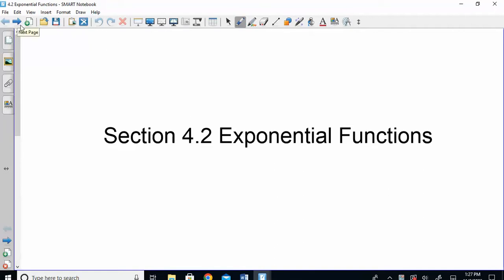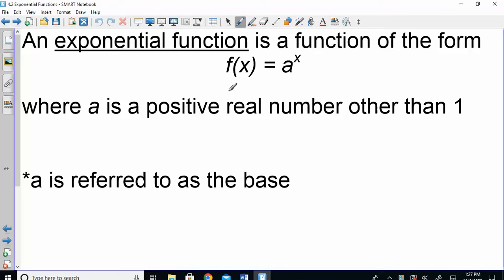So when we're looking at these, an exponential function is something of the form f of x equals a to the x. The key here is the variable is in the exponent. A is just a number, so it's 2 to the x, 3 to the x, 1/2 to the x. That a is called your base, and your x, of course, is your exponent. So that's an exponential function.